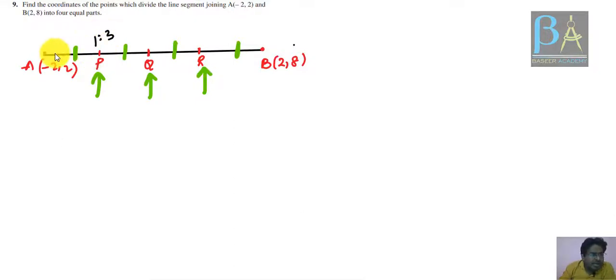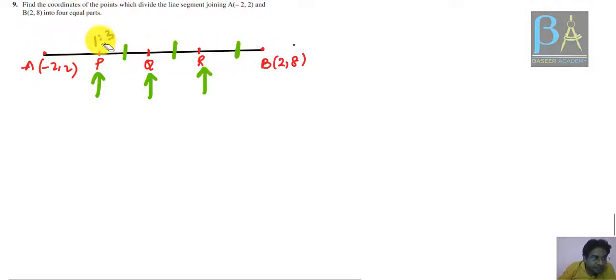How? To the left of P I just see one part, AP, and then to the right of P I see 3 parts, 1, 2, 3. So obviously the point P is dividing the line segment AB in the ratio 1:3.